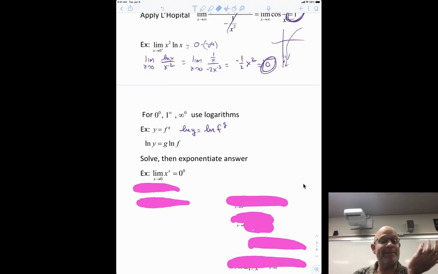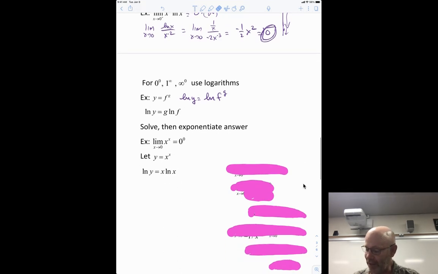So we have x to the x. A nice little straightforward example as x approaches 0. So it is a 0 to the 0. I'm going to call it y equals x to the x. Then I'm going to take the natural log of both sides and drop the power at the same time. So natural log of y equals x natural log of x.